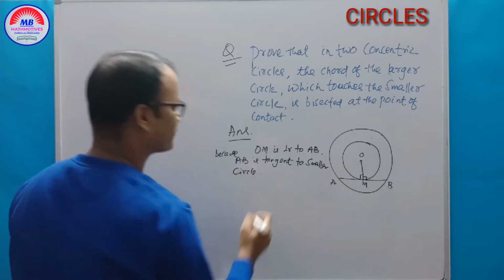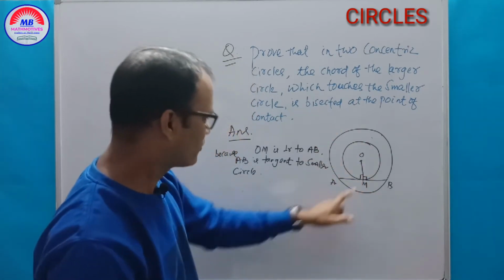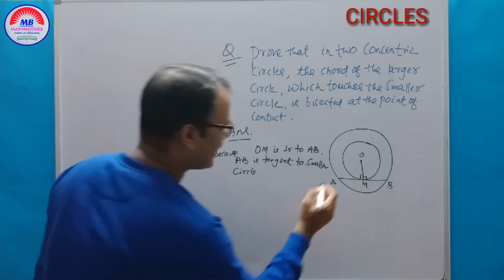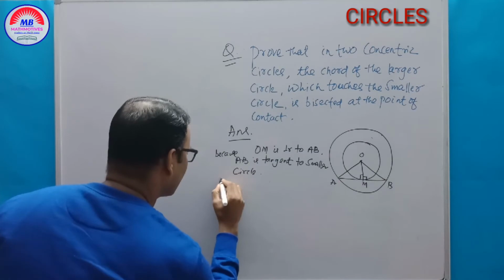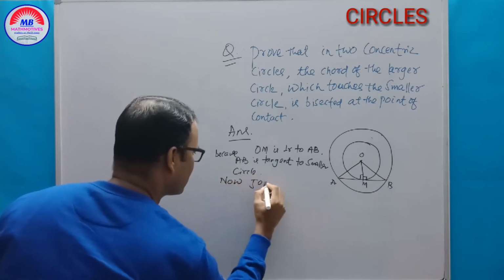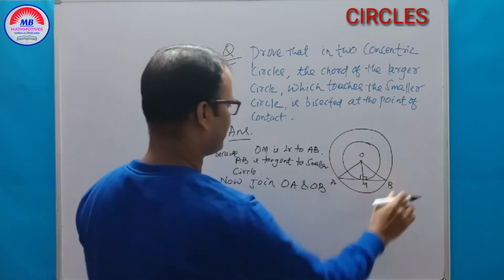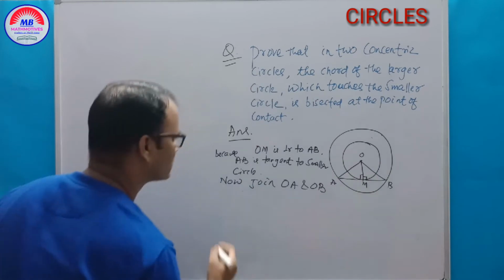Okay, AB is tangent to the smaller circle, so M is the point of contact, so OM is perpendicular to AB. Now join OA and OB. You see here two triangles formed.